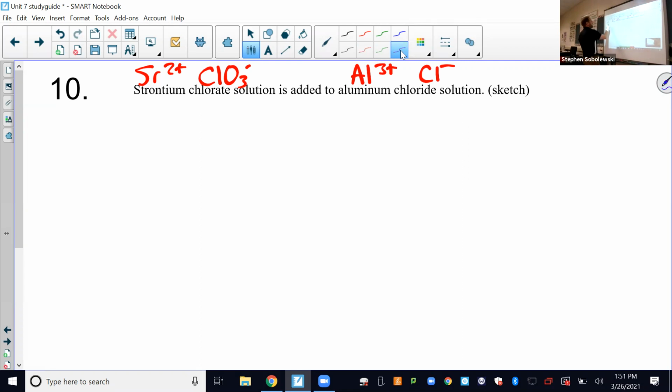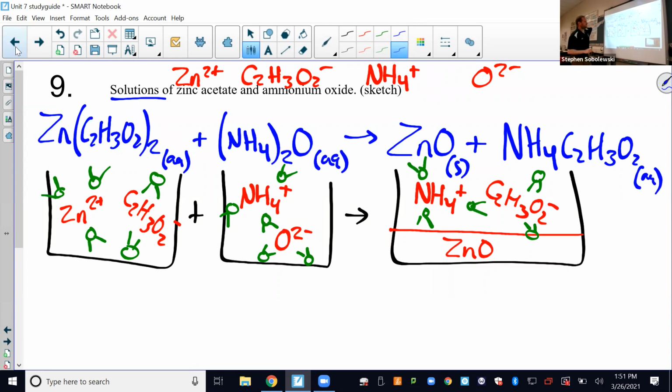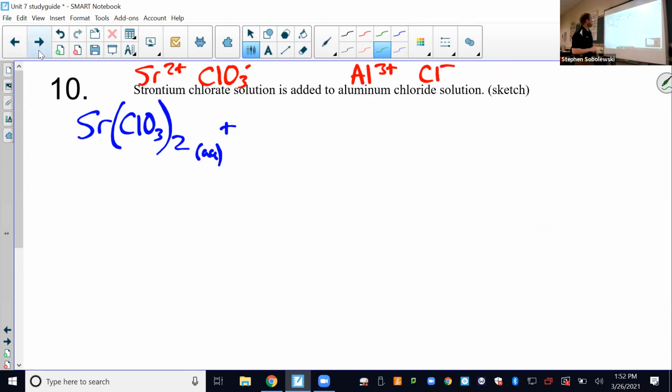All right, so my equation is Sr(ClO3)2. That's strontium chlorate, aqueous because it says solution, plus aluminum. Wait, did I balance the last one? Oops, I forgot to balance the last one. I don't know why that came to me just now. So zinc acetate looks good. It looks like the only thing I need to add is a 2 in front of that ammonium acetate. Number 10. So that's my strontium chlorate.